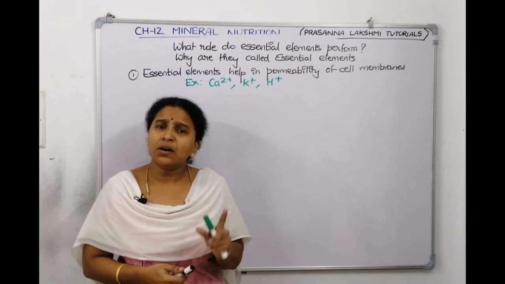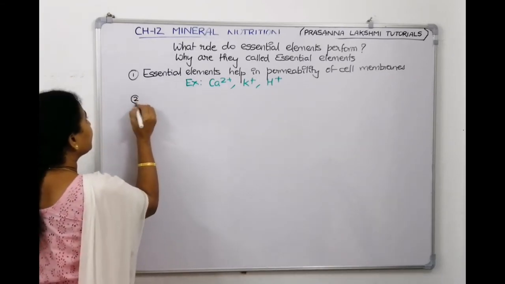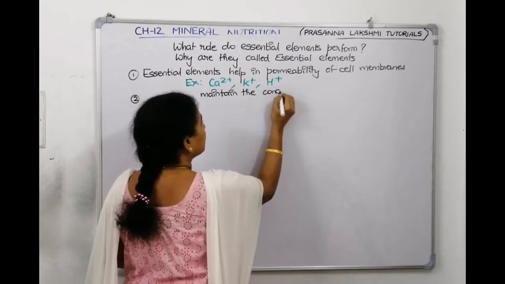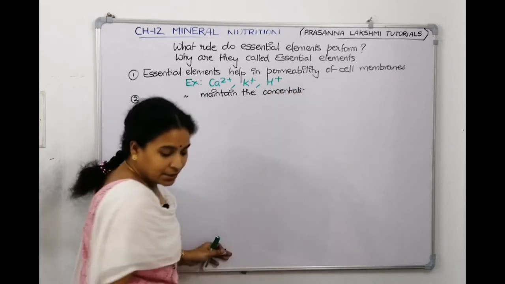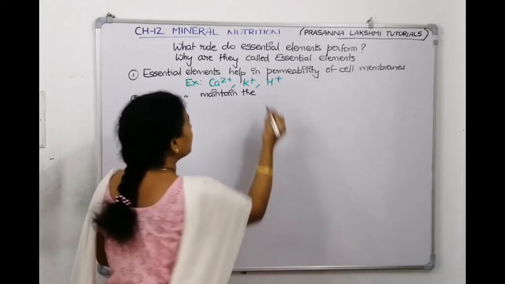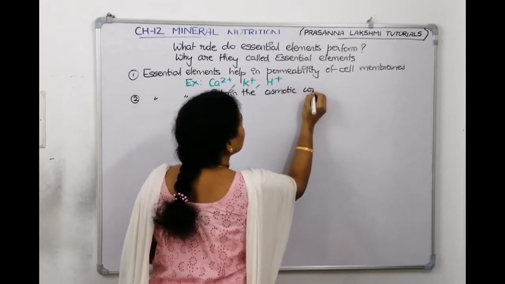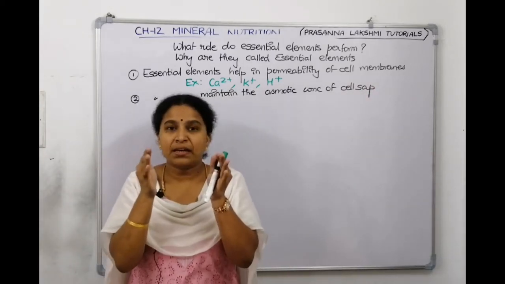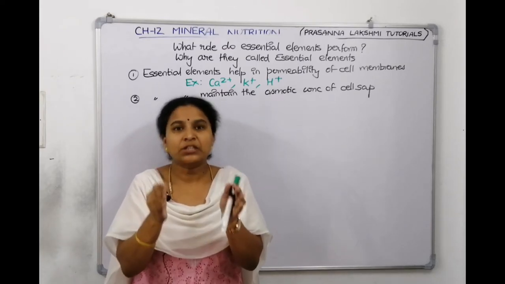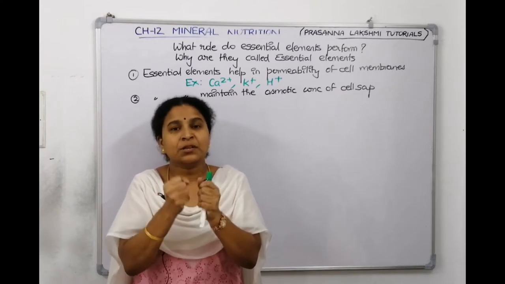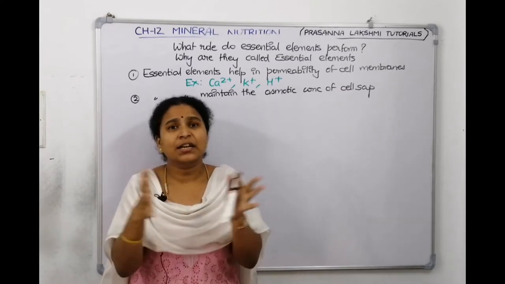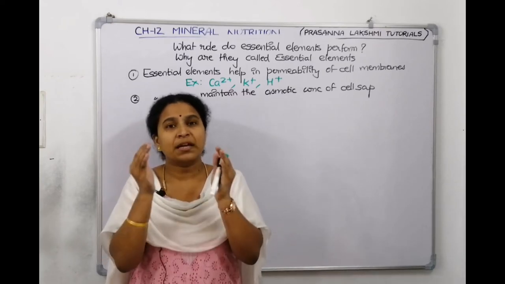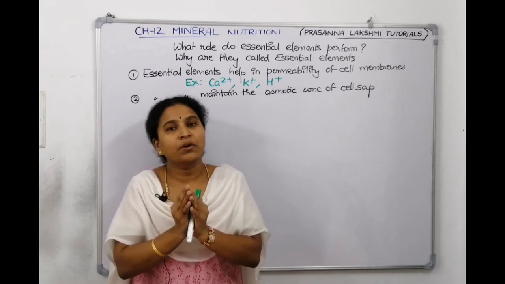Then the second function: maintaining the osmotic concentration of the cell sap. Essential elements maintain the osmotic concentration of cell sap. See, the cell should maintain its size and its shape. Only then is it active and can do its function. If the cell is shrunken, plasmolyzed, then the cell is not active. And if the cell is turgid and taking in too much water, then also it is not active. So it depends on how many minerals, how much solute, should be there in the cell. If that concentration is there, then the cell can do all its vital functions.